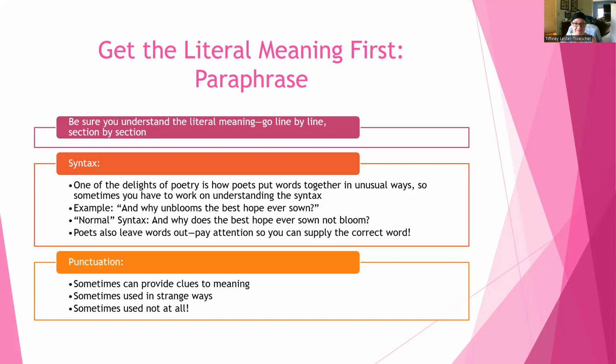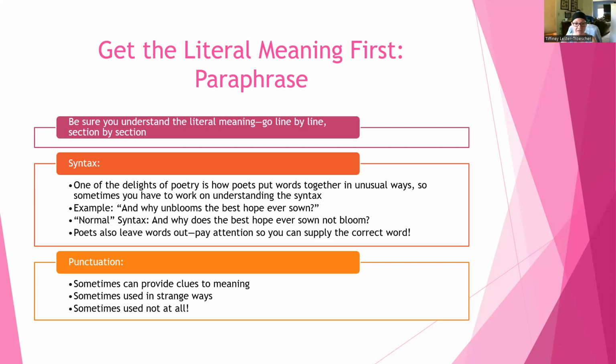Get the literal meaning. Think about syntax. Syntax refers to the order of our words in a sentence. We have a pretty standard expectation when it comes to syntax. Subject, verb, object, maybe some adjectives thrown in there, maybe some prepositional phrases thrown in there. But it's still a pretty standard pattern that we're used to. Poets will put words together in very unusual ways.